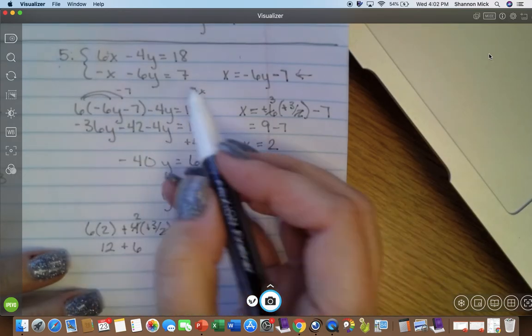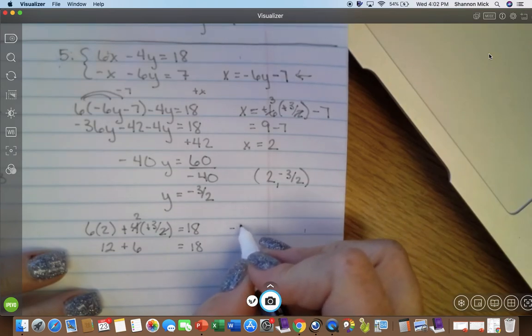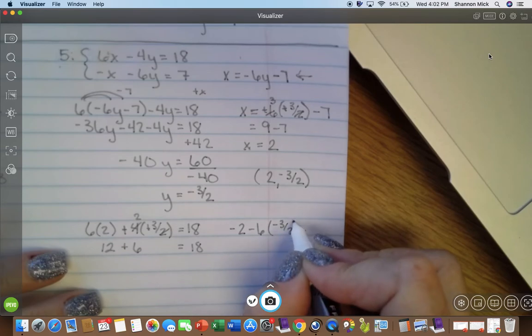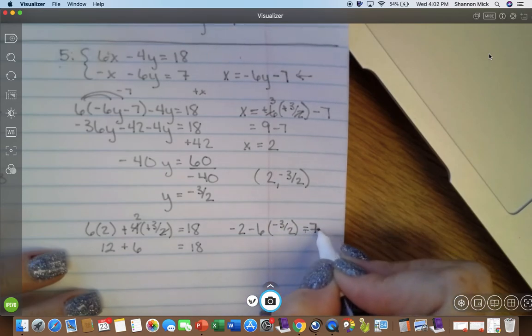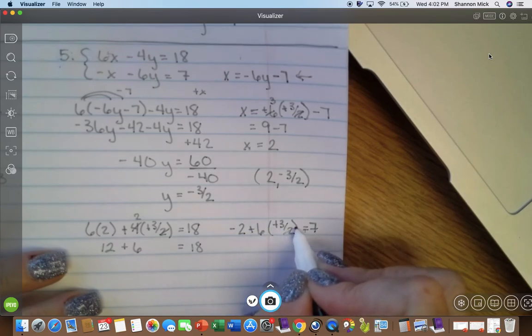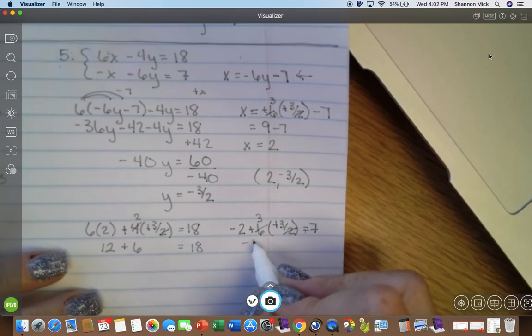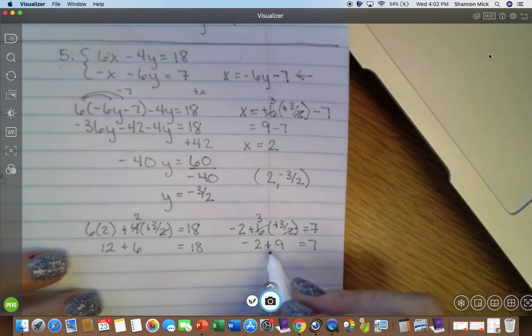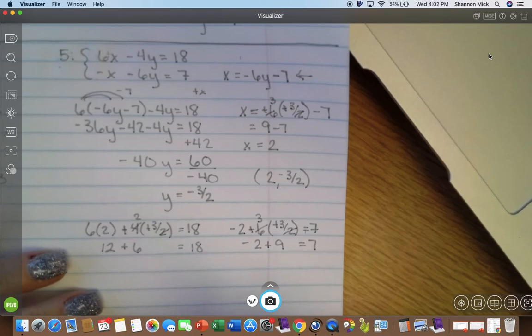Now it also has to work in the bottom one. So that would be negative 2 minus 6 times negative 3 halves. And my answer should be 7. So a negative times a negative is a positive. 2 goes into 6 3 times. So I have negative 2 plus 9 equals 7. And negative 2 plus 9 is 7.